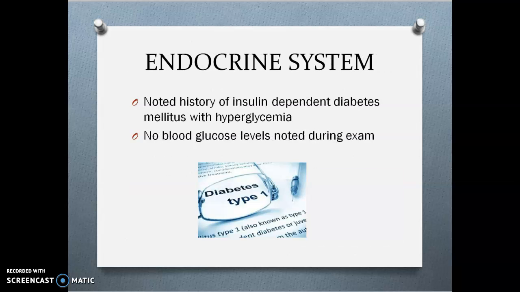Next, we'll discuss the endocrine system. There is a noted history of insulin-dependent diabetes mellitus with hyperglycemia. There were no blood glucose levels noted during the exam.